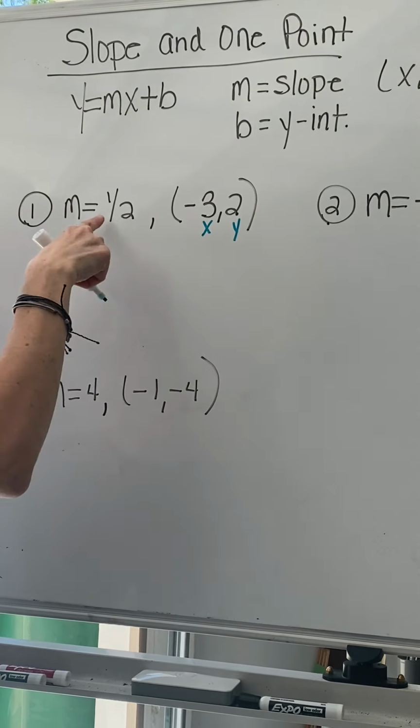Now you're not finished yet, because your goal for this problem is to write the equation of the line that has a slope of 1/2 and passes through that ordered pair. So my slope is 1/2, my y-intercept is 3.5, so my equation would be y equals 1/2 x plus 3.5.